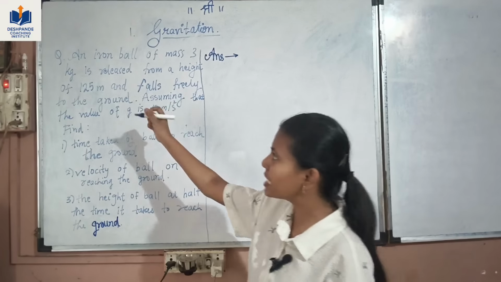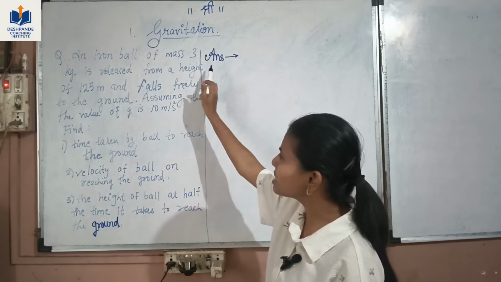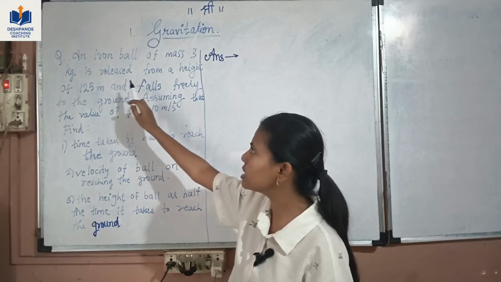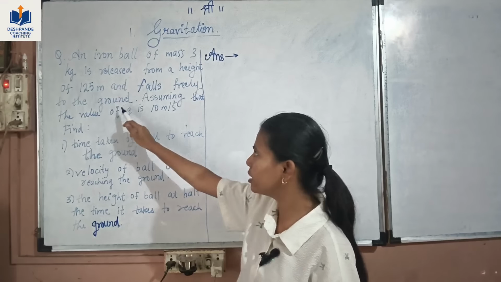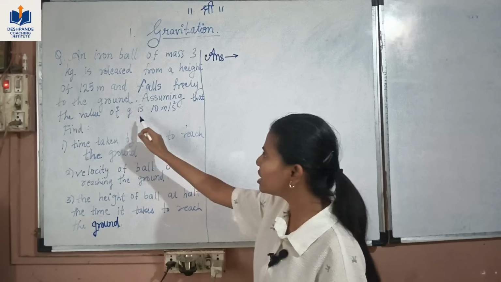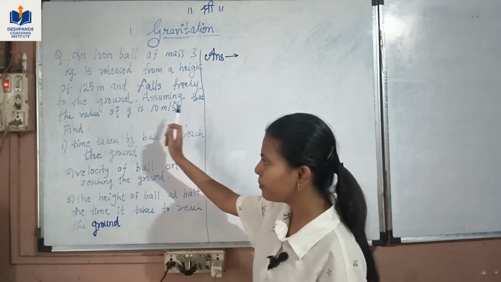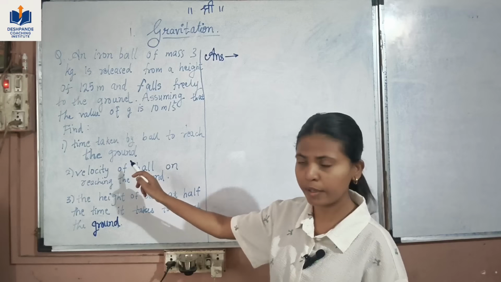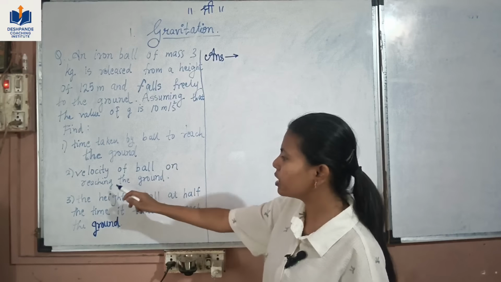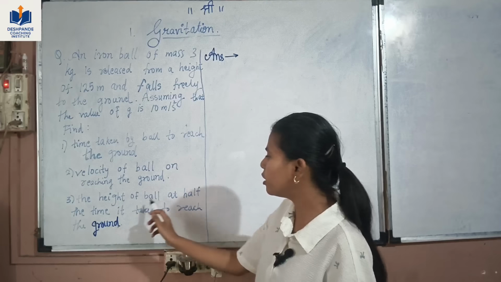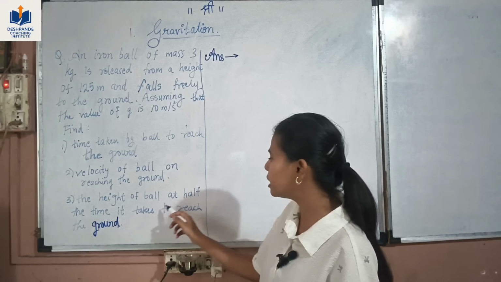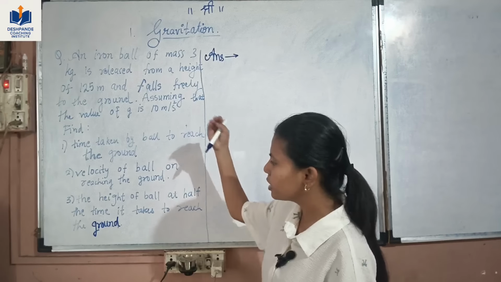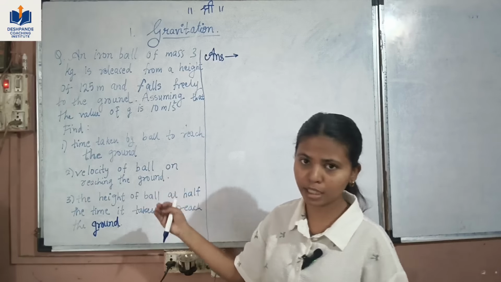So this numerical states, an iron ball of mass 3 kg is released from a height of 125 meters and falls freely to the ground. Assuming that the value of g is 10 meters per second square, we have to find first the time taken by the ball to reach the ground, then the velocity of the ball on reaching the ground, then the height of the ball at half the time it takes to reach the ground. So we have to first find the time, then we can find the rest of the things.